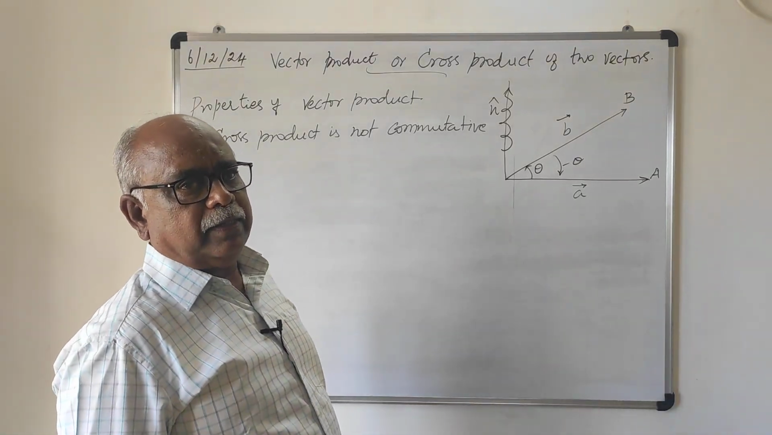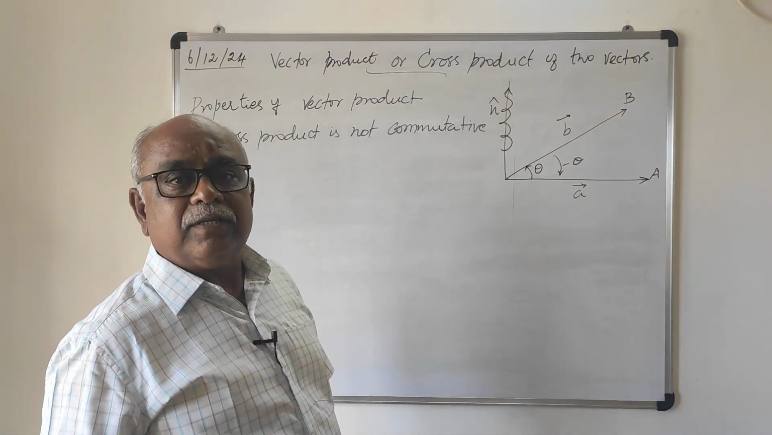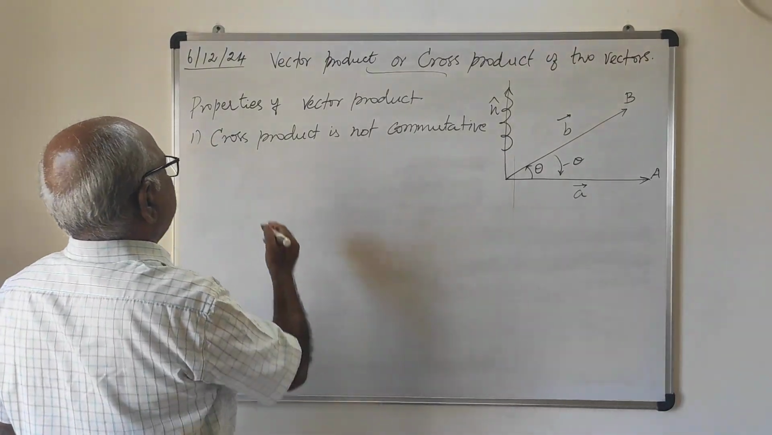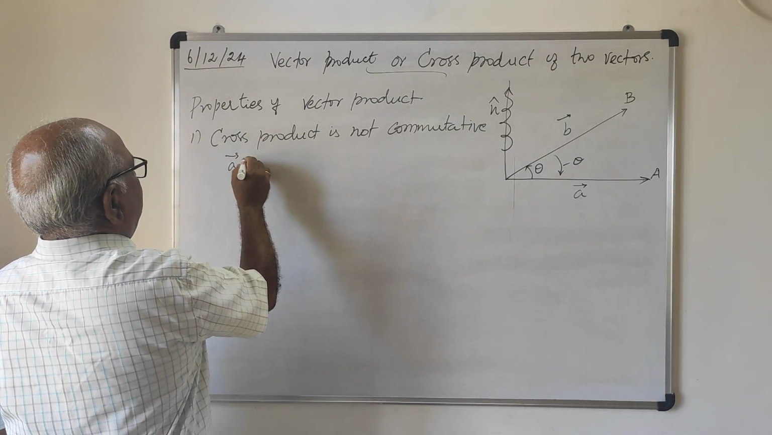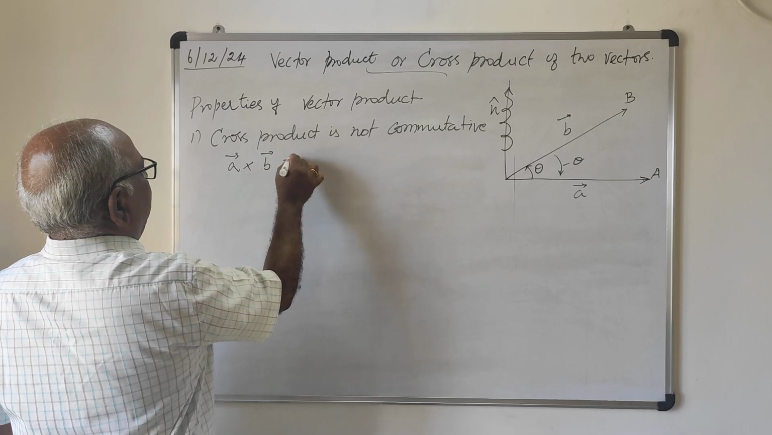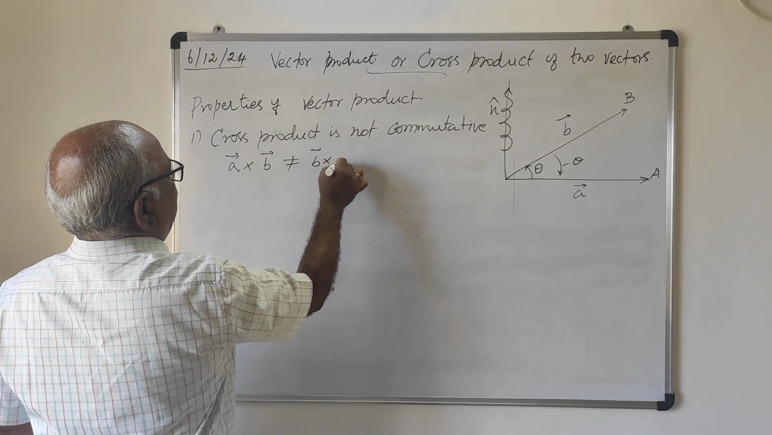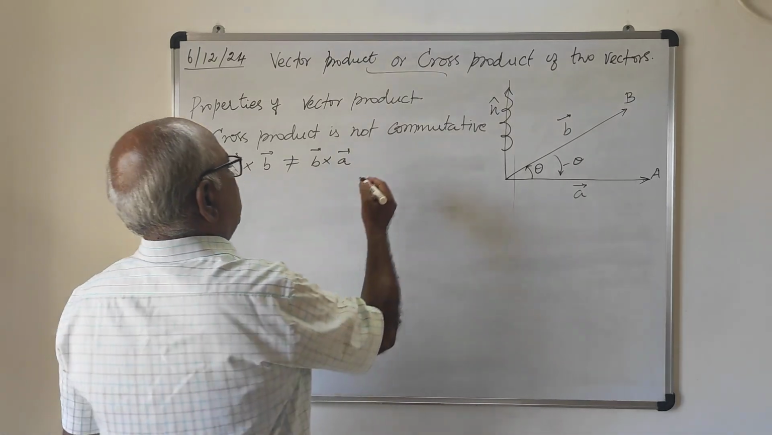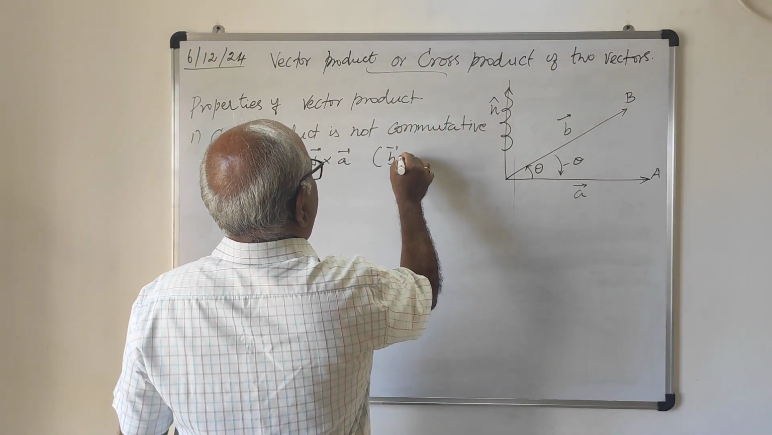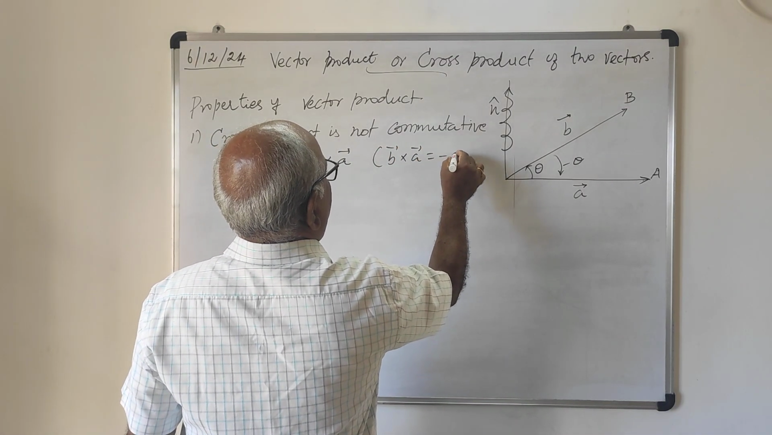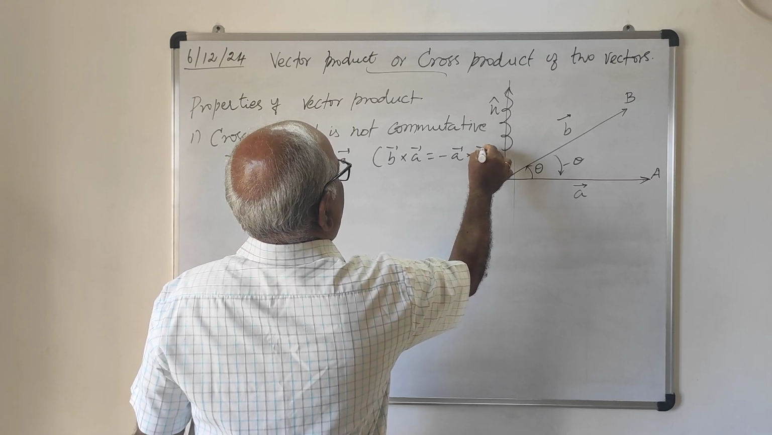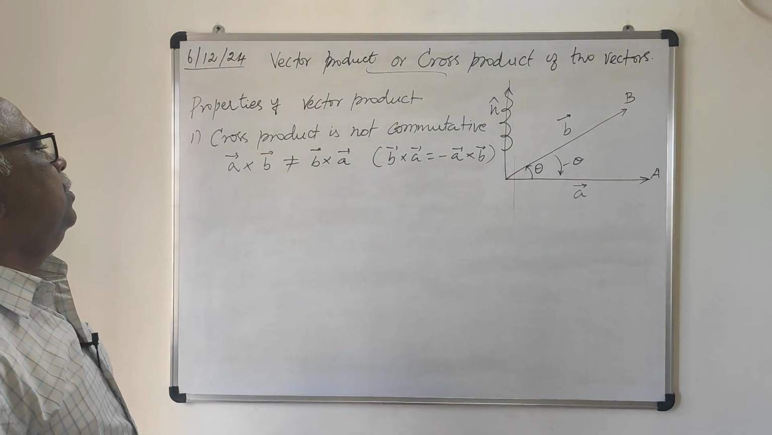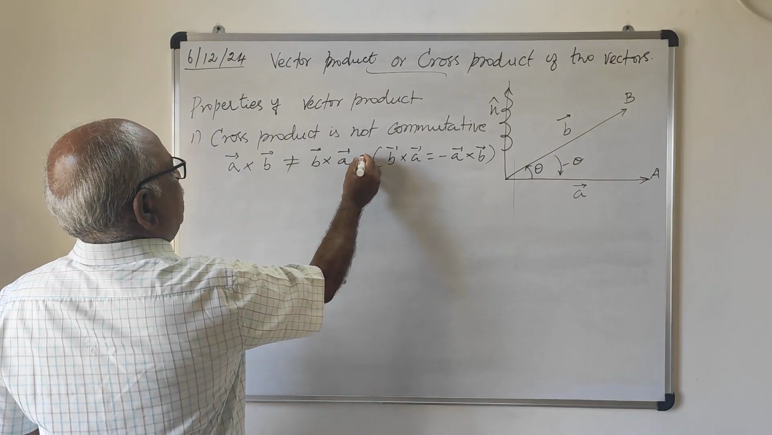Properties of vector product. The first property is that vector product is not commutative. So far I have explained that cross product is not commutative. That is, A cross B is not equal to B cross A. If the direction of the vector is changed, B cross A is equal to minus A cross B. That's why cross product is not commutative.